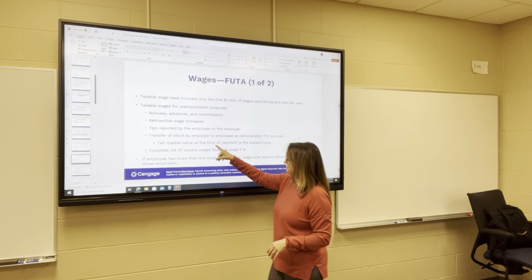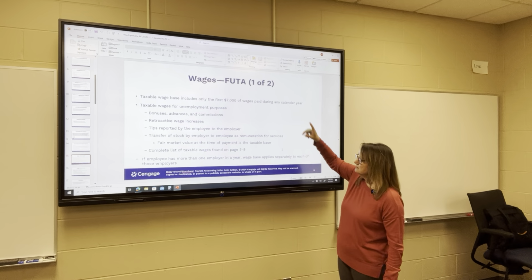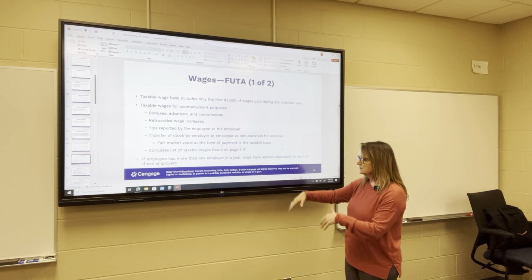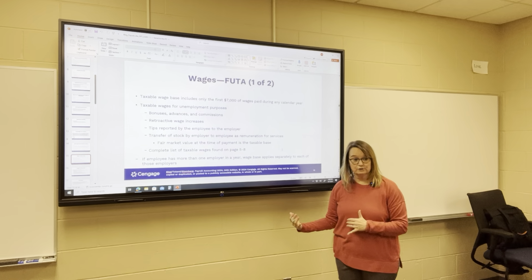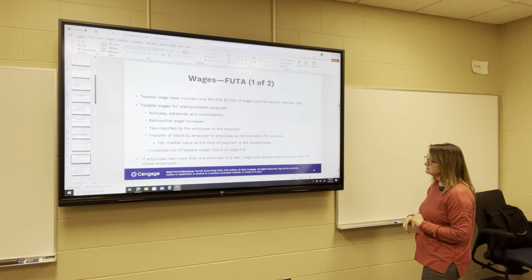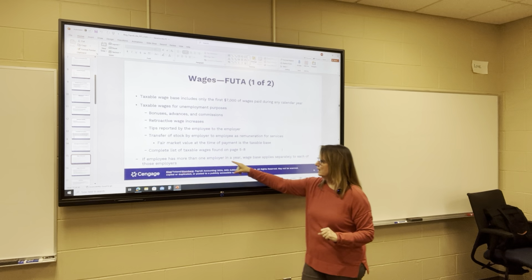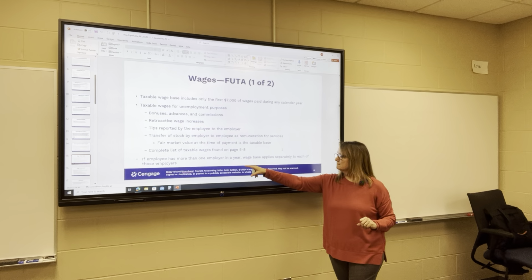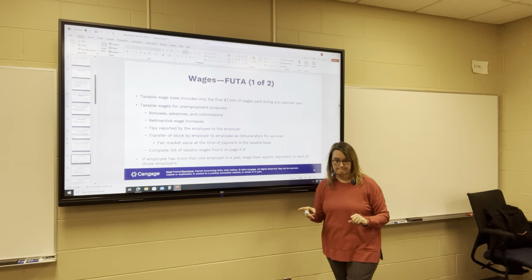If that happens, then the fair market value at the time of that payment is the taxable base, and it's included as well. Lots of other different types of wages, many of them we've already talked about, are included for purposes of that taxable wage base. Again, and this is what I was just talking about, if an employee has more than one employer in a year, that wage base applies separately to each employer.